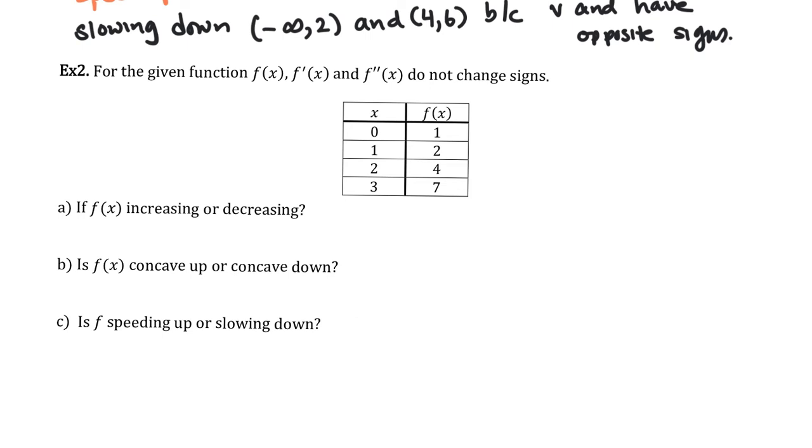Okay, now they didn't give me a lot of data, but since they tell me it doesn't change signs, this is going 1, 2, 4, 7. They mean it's not going to go all the way back to -5, or it's not going to do anything weird. Okay, so let's consider these questions.